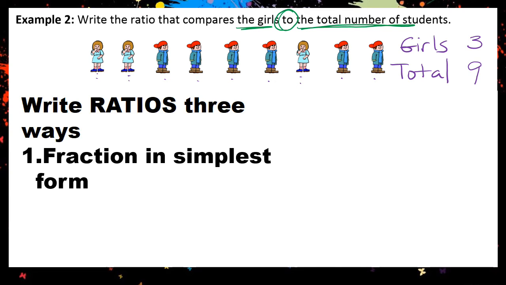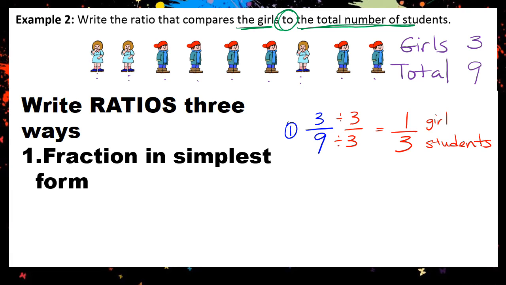The first step is we're going to write the fraction in simplest form. For number 1, girls is the numerator, and the total number of students is the denominator, 9. But we know this is not in simplest form. We can divide the top and the bottom by 3, our greatest common factor. When we do that, it simplifies to 1/3. So we can say for every 1 girl, there are 3 students.